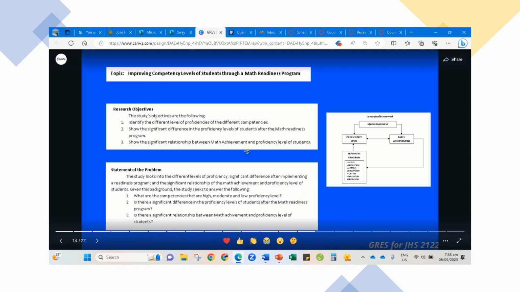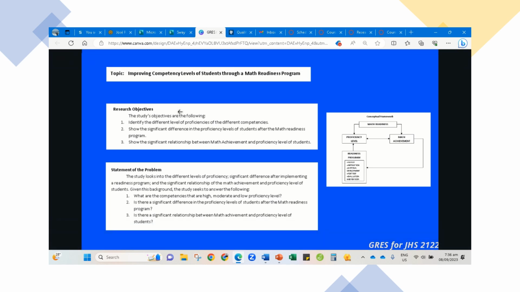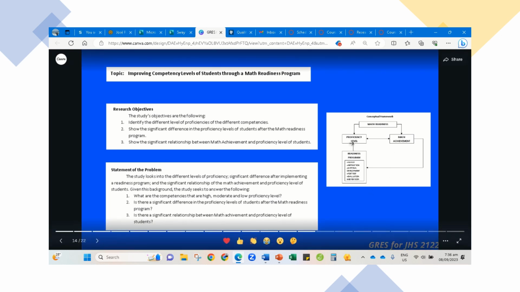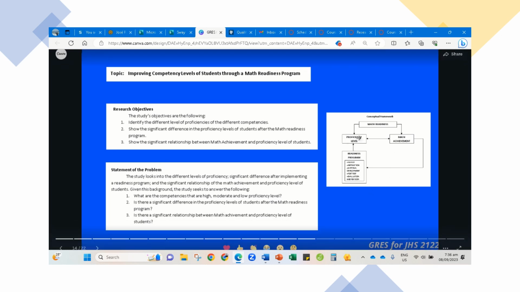This is the research objective. As you can see, it is in a declarative form. However, it was converted to an interrogative form in the statement of the problem. Now, as you can see, the independent variables here are the proficiency level and math achievement. And then the program as well, the readiness program, is also an independent variable.